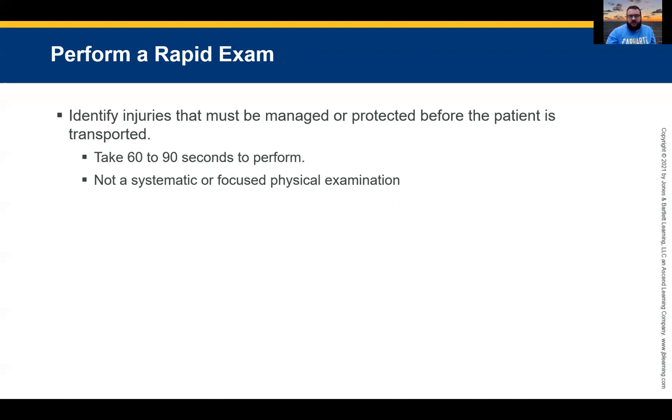All right, so to perform a rapid scan, that should be simple to us on what we want you to do. Again, don't take any more than 60 to 90 seconds, and think about your timeline. I'm doing a rapid assessment. So this is quick, down and dirty. 60 to 90 seconds, I need to touch them. This is not a systemic or a focused physical exam. I'm just doing what I see. Okay, I see blood, need to stop, need to check that. I notice they're having trouble breathing, need to fix that. Continue your assessment. That's a rapid exam.